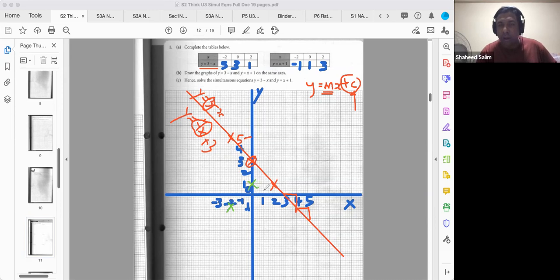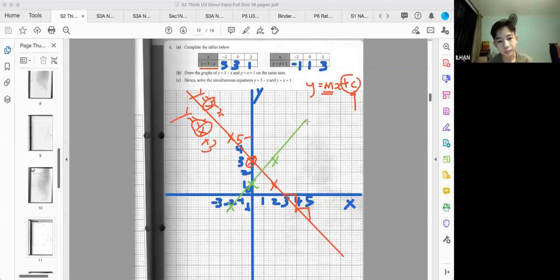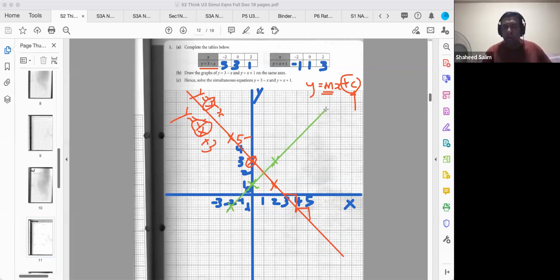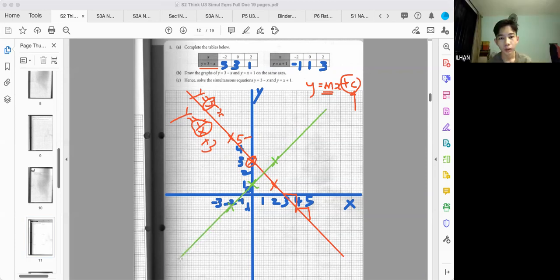Can you see 0, 1, and then the next one is 2, 3. Again, do you think it's a straight line? Yeah, you're correct. So what are you going to call this graph? This line is called a graph, you know. Y equals x plus 1.